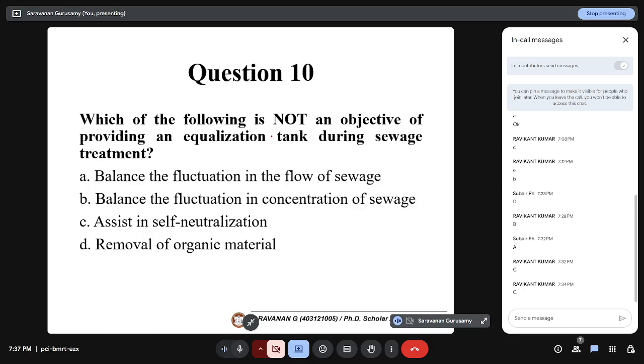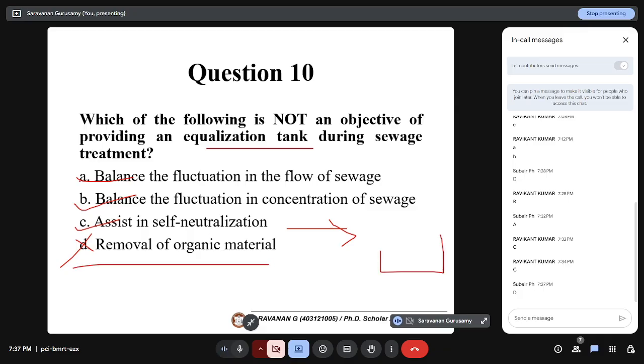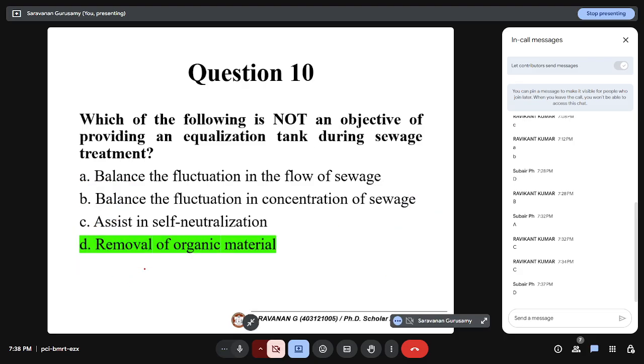The 10th question is: which of the following is not an objective of providing an equalization tank? An equalization tank is provided to balance the fluctuation of the flow. Balancing the fluctuation in the concentration of the sewage is correct. Assisting in neutralization is correct. Removal of organics is not correct. In an equalization tank, nothing will be removed. It only maintains the quantity and quality, and the sewage is taken out. Nothing should be settled, so it is always in a mixed condition. We need to have a mixer, otherwise particles will settle and we can't take out anything. So D is correct.